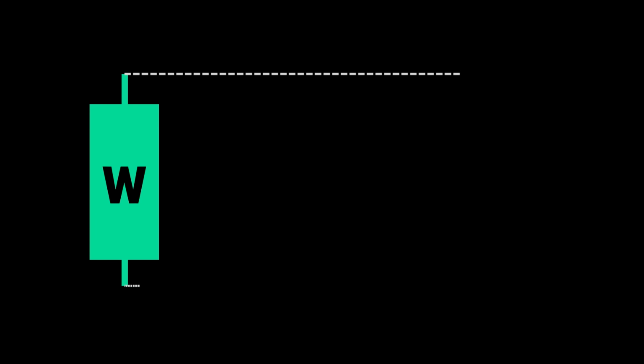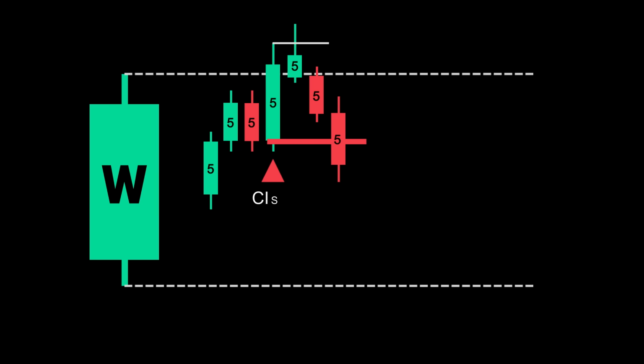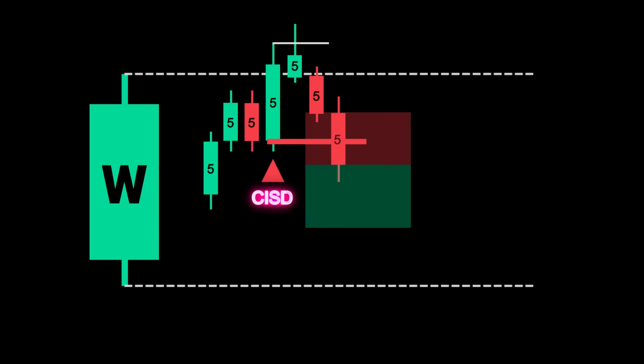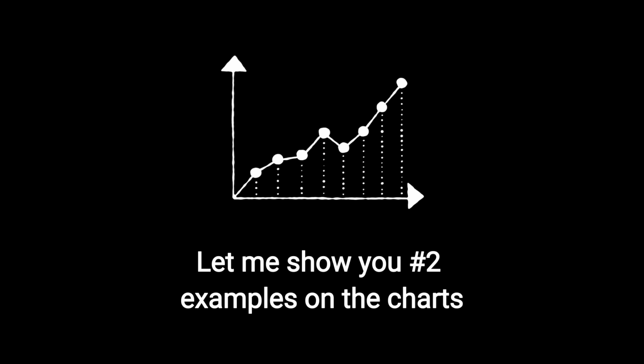Step number 3, execute on the 5-minute chart. Now the 5-minute chart finally gets involved. After the sweep, we wait for the CISD to break, and that becomes our entry. Stop losses behind or above the sweep. We target a clean 1-to-1, or we target the next closest liquidity level. The weekly candle gives direction. The 5-minute chart gives entry precision. Let me show you 2 examples on the charts.